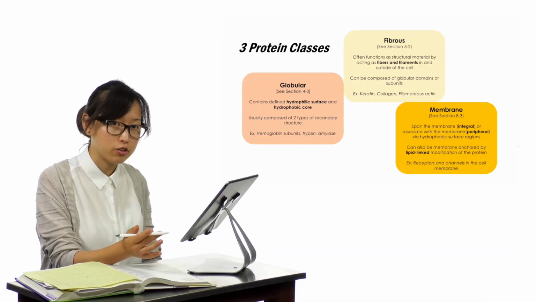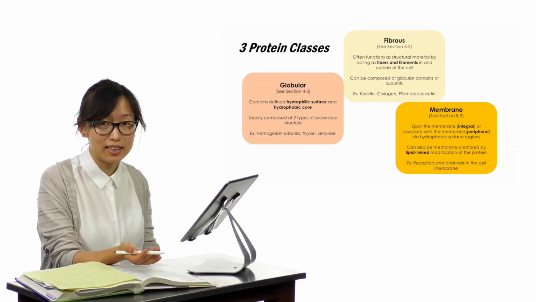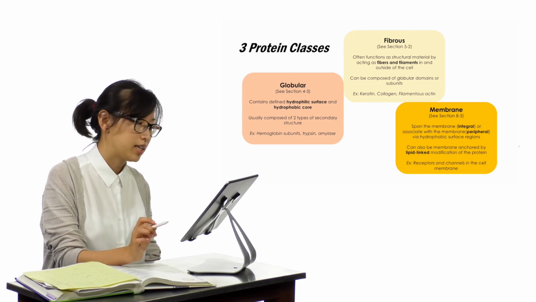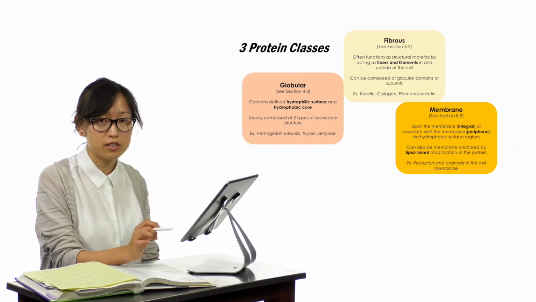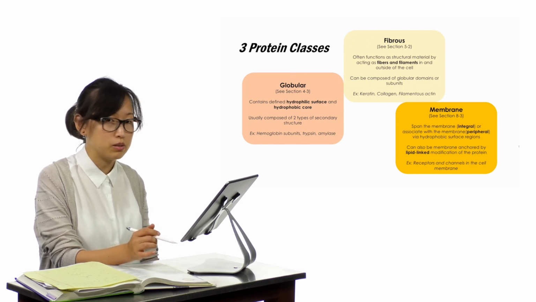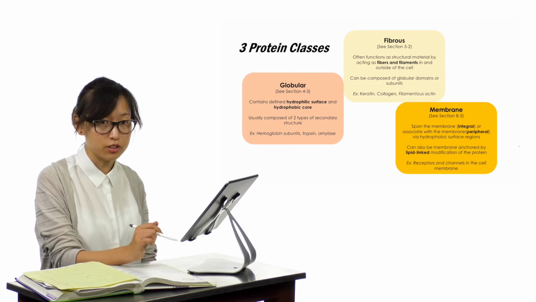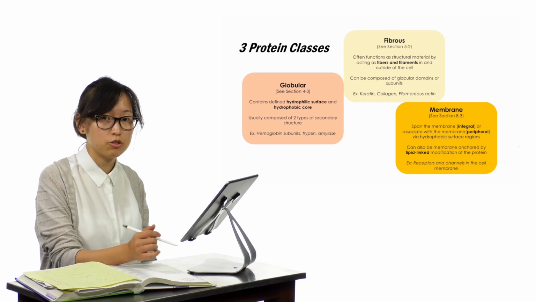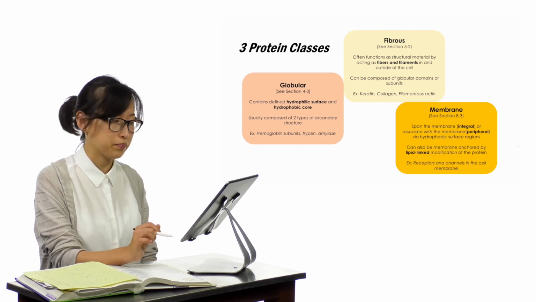Now that we've talked about the 4 levels of protein structure and how they scaffold on top of each other, we can categorize proteins into 3 protein classes. First, we have globular, which contains defined hydrophilic surface and hydrophobic core. They're usually composed of 2 types of secondary structure. Examples are the hemoglobin subunits, trypsin, amylase.